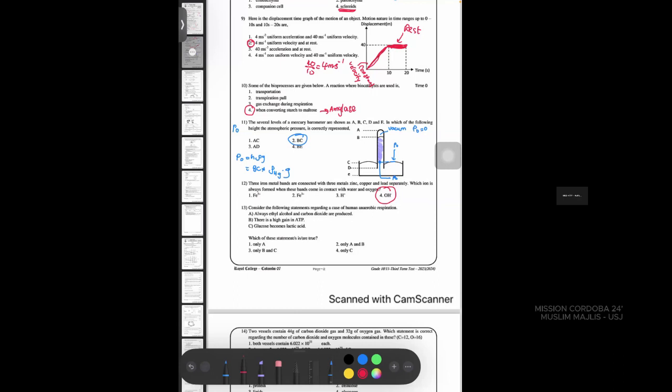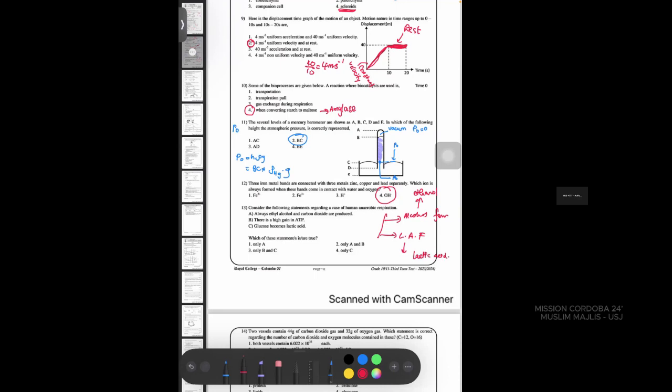Can someone tell me what are the two types of anaerobic respiration in humans? Alcohol fermentation and lactic acid fermentation, very good. Now, in alcohol fermentation, what is formed finally? Ethanol. In lactic acid fermentation, what is formed finally? Lactic acid.